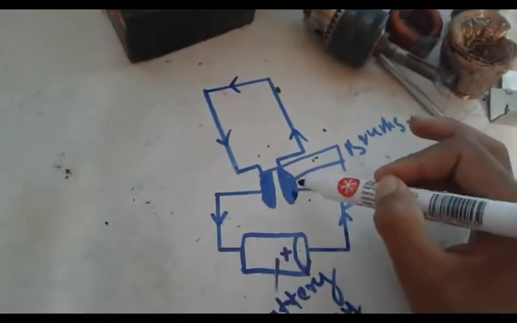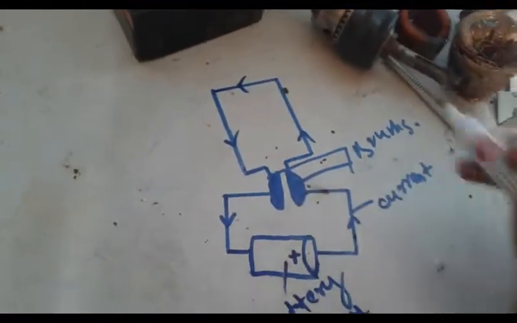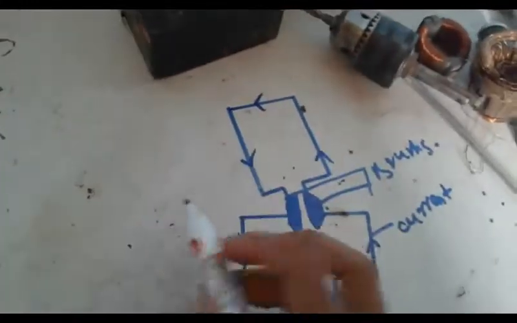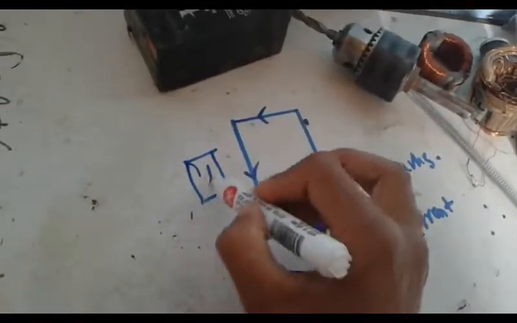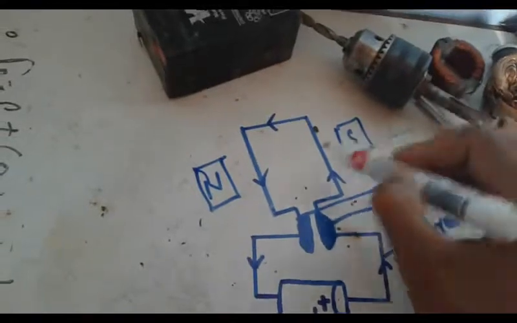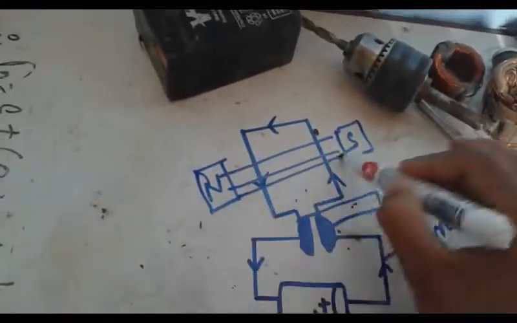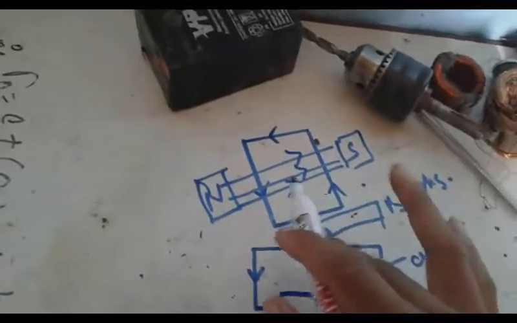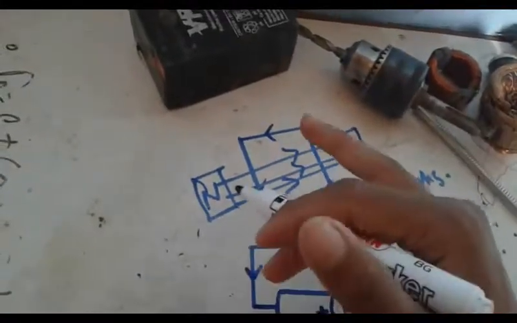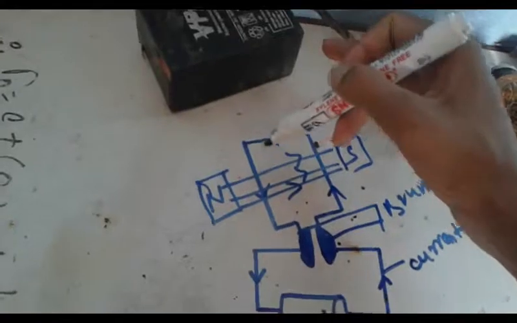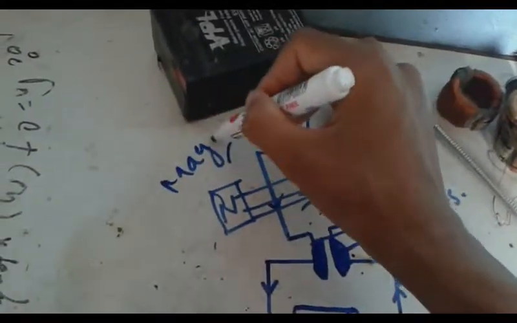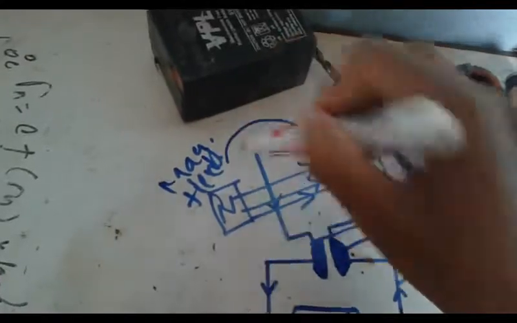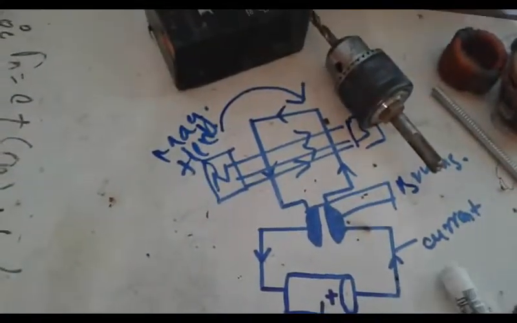The commutator finally reverses the current and a magnetic field is developed heading from the north to the south. You can see here magnetic lines of forces. These magnetic lines of forces pass from north to south, creating a magnetic field which rotates the coil in a clockwise direction in this way. So you can see here magnetic field, and now finally a drill machine is rotated.